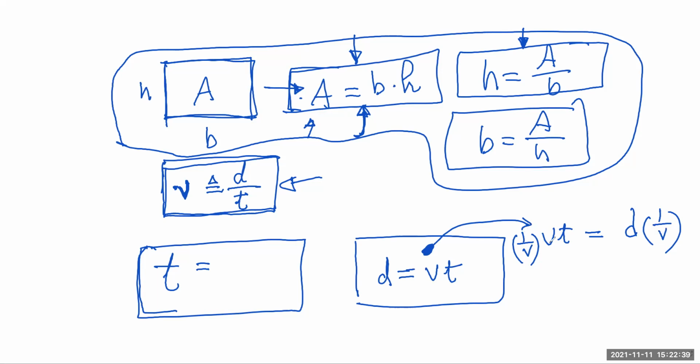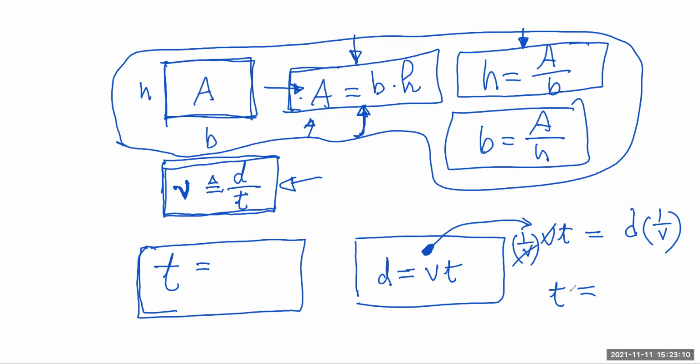So what is 1 over v times v then? That would just be 1. Then 1 times t is just t, right? That's what I mean by canceling. The canceling is actually not technically correct or accurate. It's just that 1 over v times v becomes 1, so we get rid of the symbol.